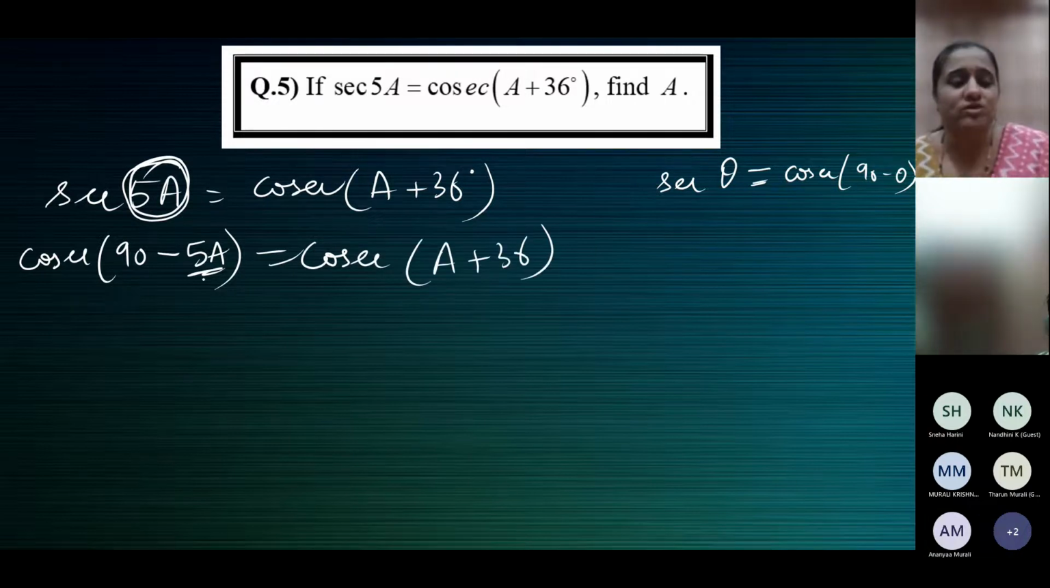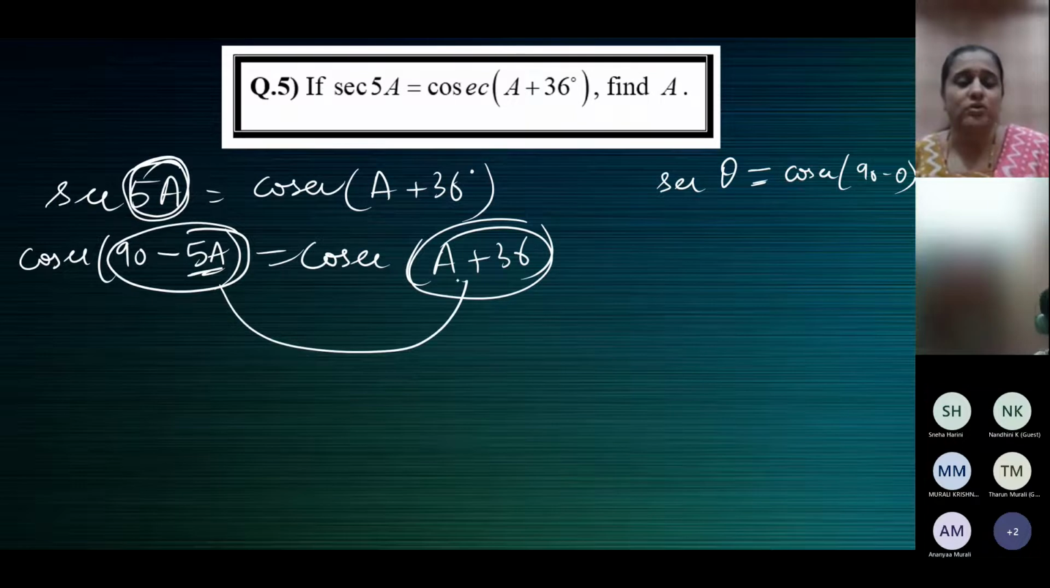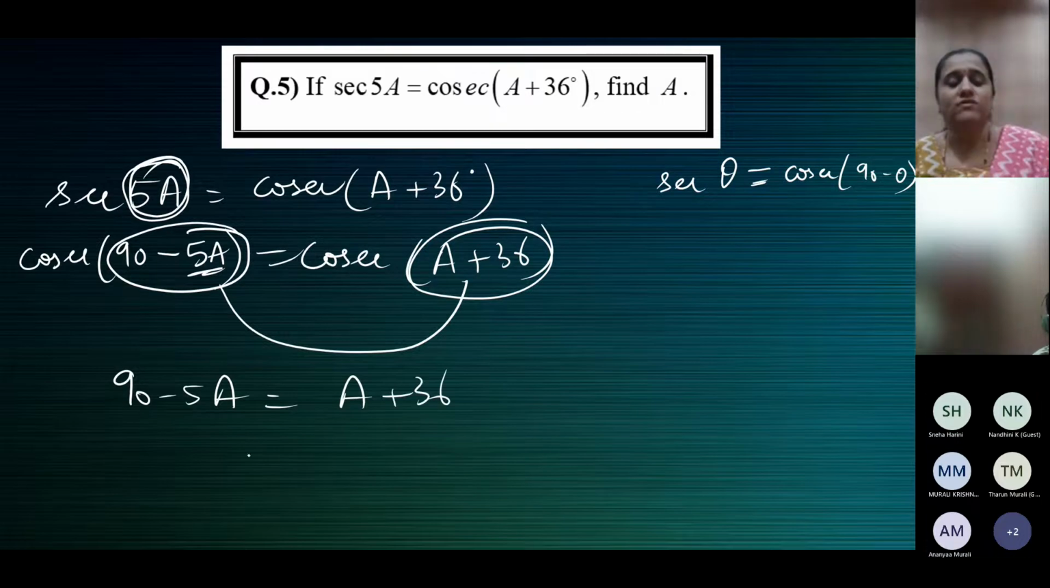Now on comparing both the sides, cosecant of this angle is equal to cosecant of this angle. That means these two angles are equal. So on comparing both the sides, 90 minus 5A is equal to A plus 36. Transpose and solve, and you'll get the value of A.